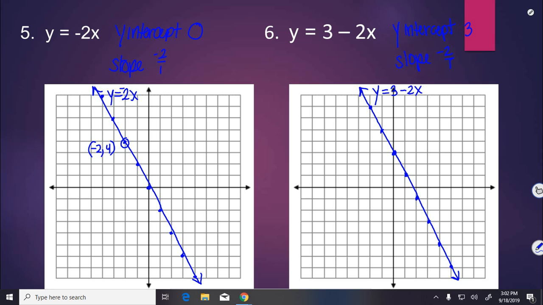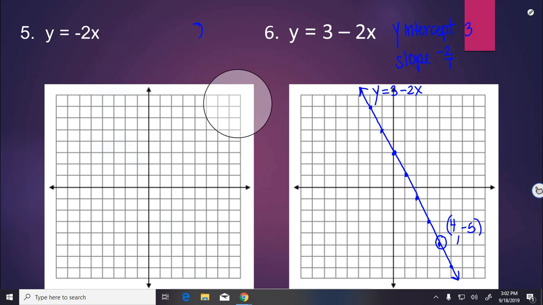And again, if I pick any point on this line, it will satisfy that equation. So let's go with this one. It's positive 4, negative 5. And if I plug in 4 for x, I should get out negative 5. So if I do 3 minus 2 times 4, that's 3 minus 8. And 3 minus 8, sure enough, is negative 5. So we've done it correctly. All right, let's see if I keep going with you.